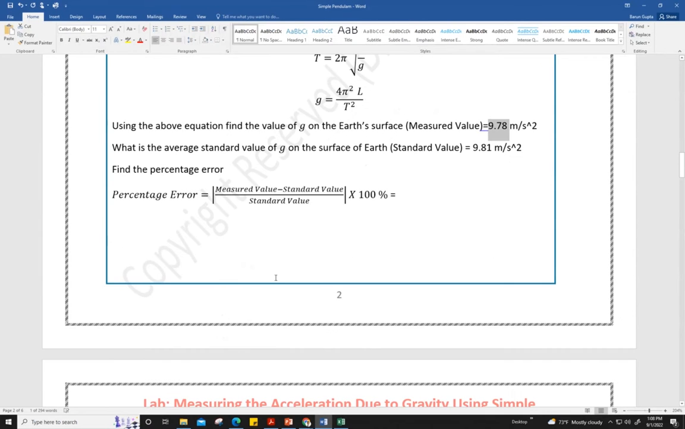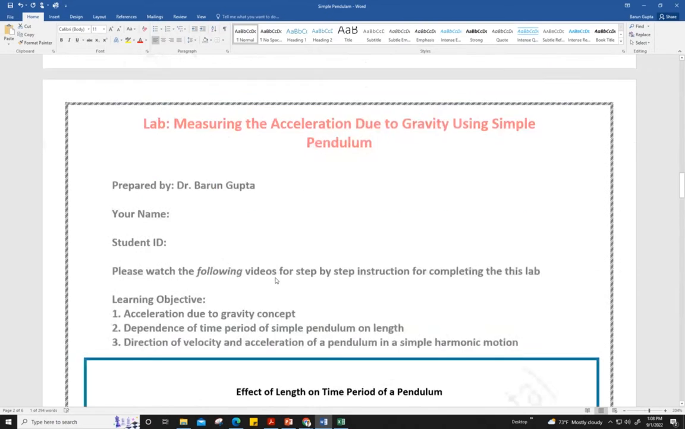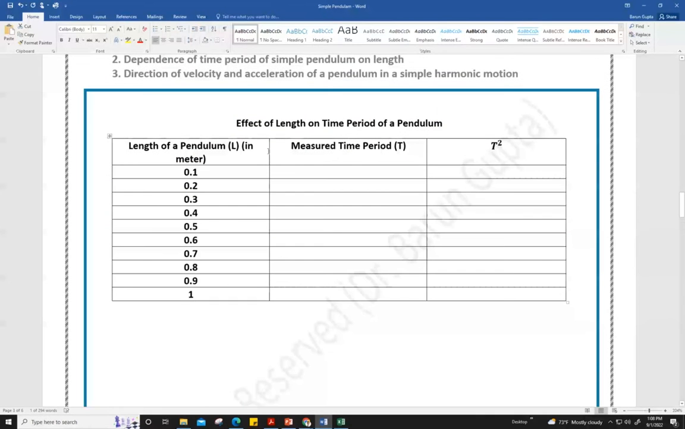So now let's move on. In the second half, you have to see the effect of pendulum length on the time period. How does the time period change once we change the length of the pendulum? In order to study this variation, what I have done is change the length by 0.1 meter. I will start with 0.1 meter, then go to 0.2 meter, and then keep measuring all these values.